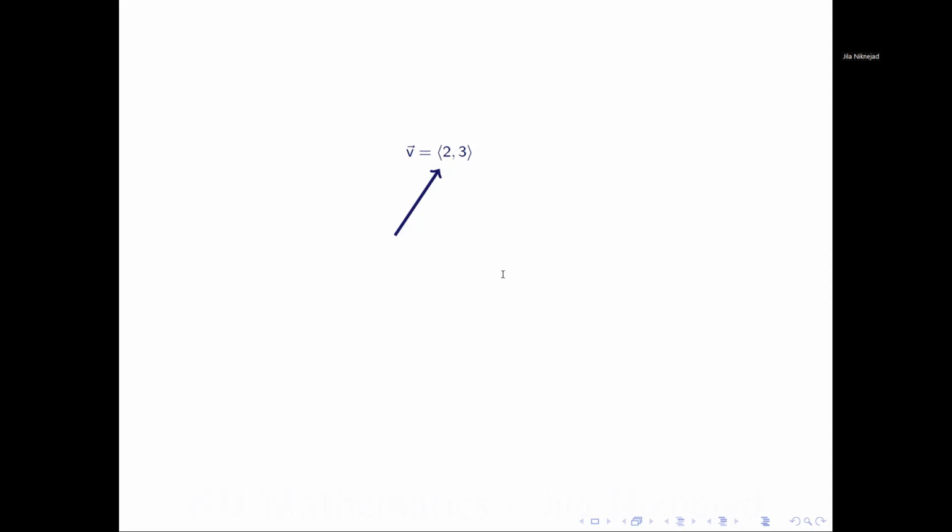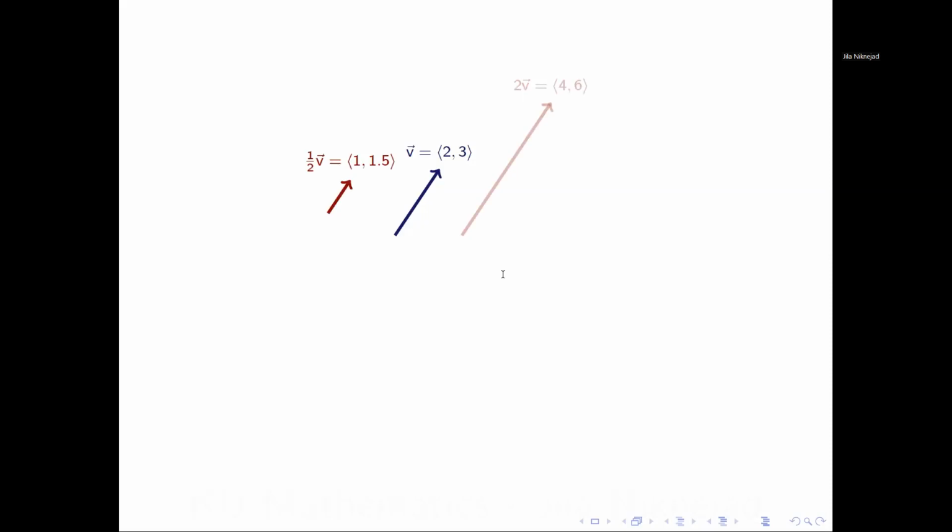Now let's look at the geometry of scalar multiplication. So let's say I have a vector v with components 2 and 3. If I multiply v by scalar 2, I get components 4 and 6. So basically, you can see that the magnitude multiplied by 2.